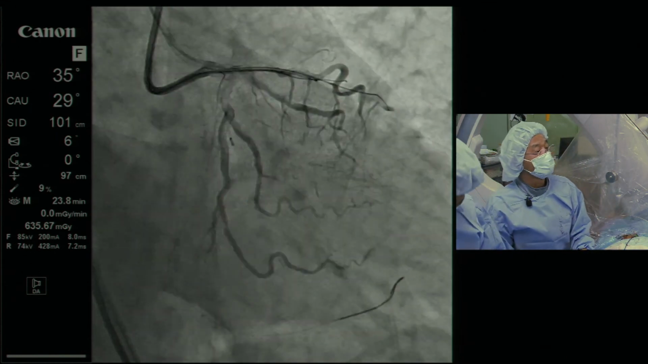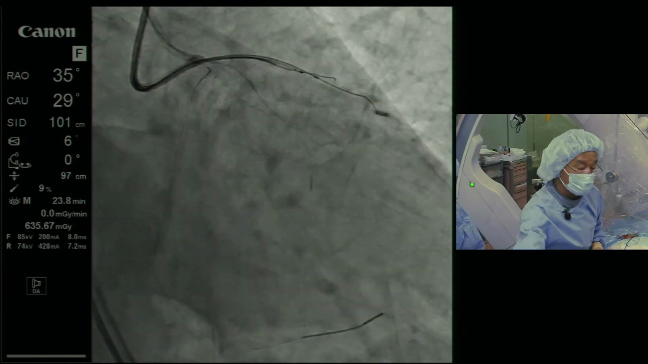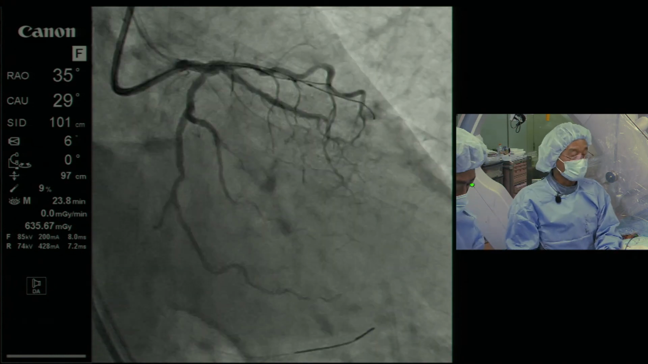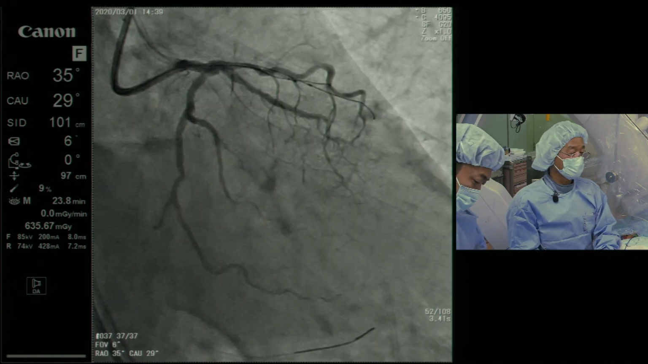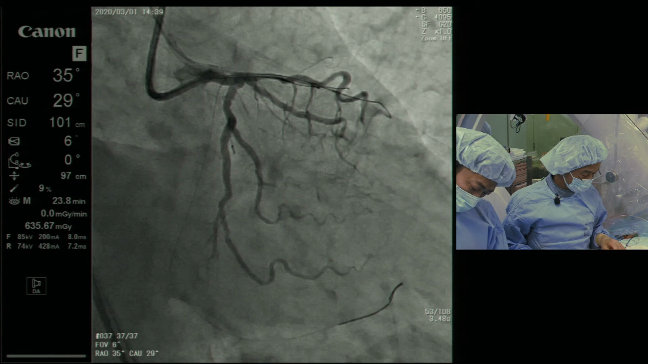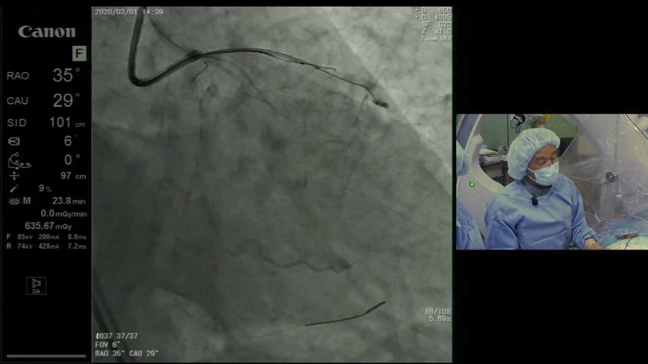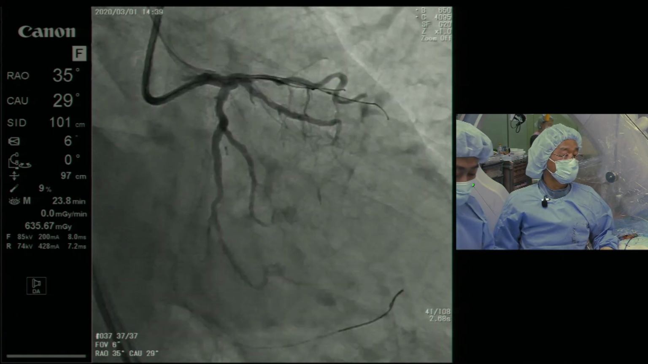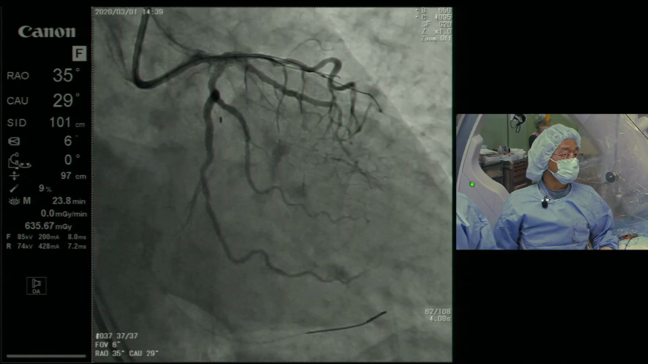Okay, we are pretty sure that you will finish this case successfully with the retrograde approach using one of the channels. And thank you very much for transmitting this interesting case with a new aspect of the dual lumen catheter on top of the IVUS. Thank you very much.